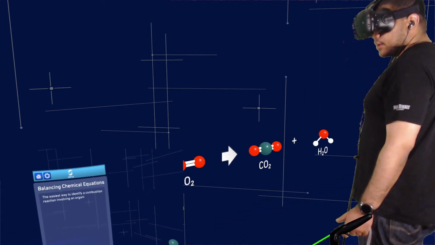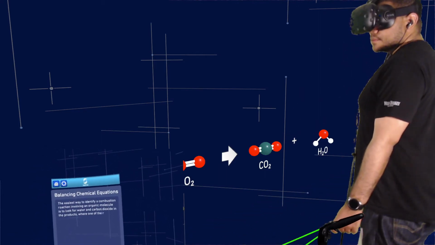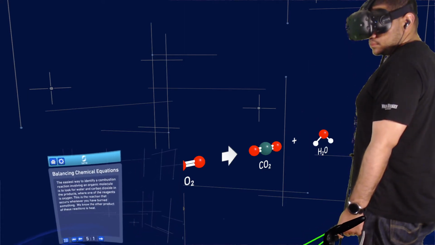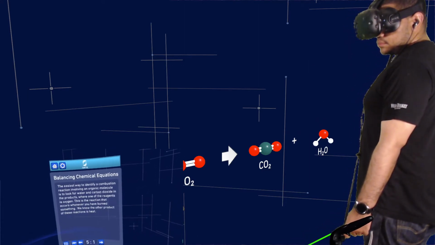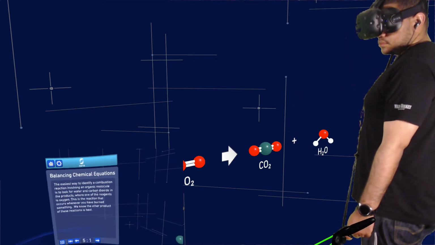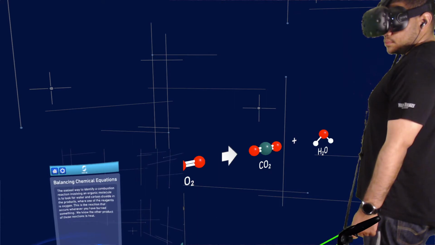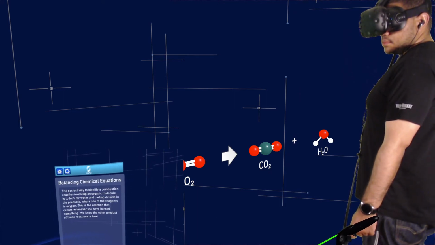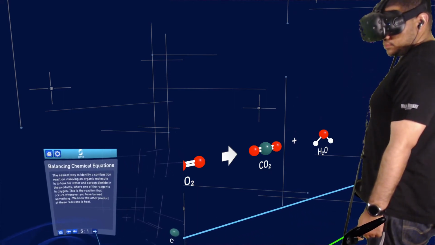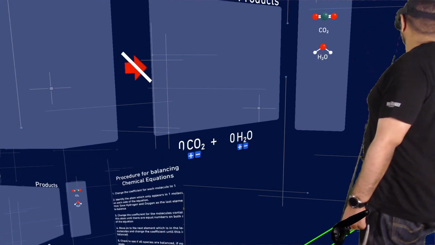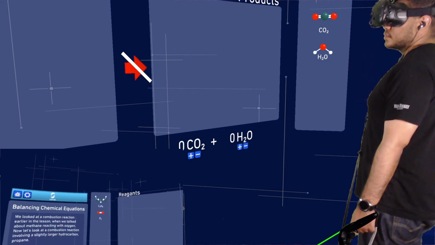The easiest way to identify a combustion reaction involving an organic molecule is to look for water and carbon dioxide in the products where one of the reagents is oxygen. This is the reaction that occurs whenever you have burned something. We know the other product of these reactions is heat. We looked at a combustion reaction earlier in the lesson when we talked about methane reacting with oxygen.